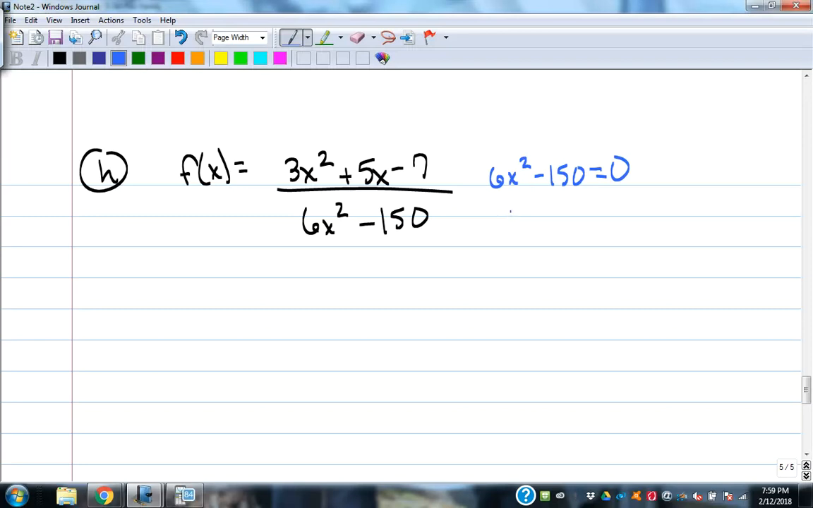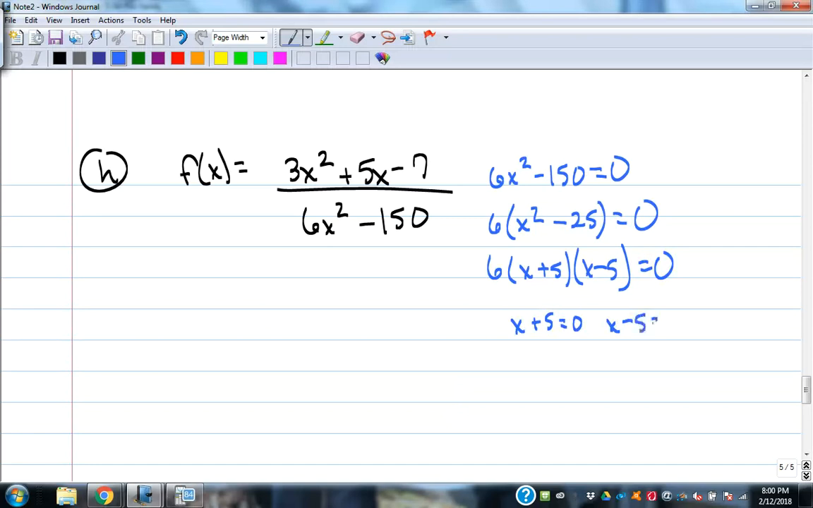So the first thing I'm going to do, though, before I can do that, is get the GCF out. 6 and 150 have 6 in common. I'm going to pull a 6 out. 6 goes into 6 x squared once, and into 150 twenty-five times, so that's 6 times x squared minus 25. And then, yes, this is the difference of squares. x plus 5, x minus 5. We've seen that one a lot. So we get x plus 5 equals 0, x minus 5 equals 0. And then our domain is x can't be plus or minus 5.